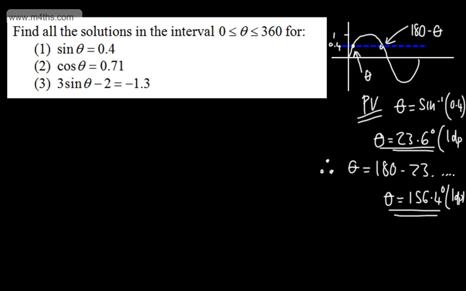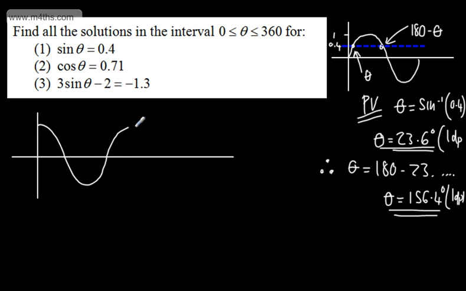Cos theta is equal to 0.71. So what we'll do is a quick sketch of the graph. We're going to have two solutions in the interval, so let's go ahead and do those. So this one, we're going to come down. This is a cosine curve. We come back up, and it looks something like that.